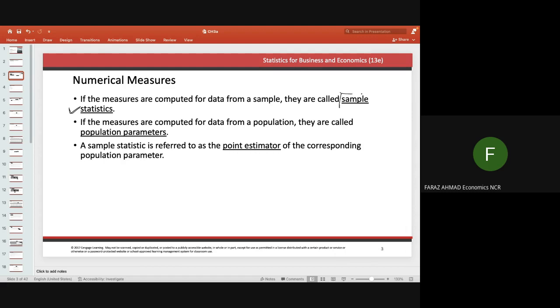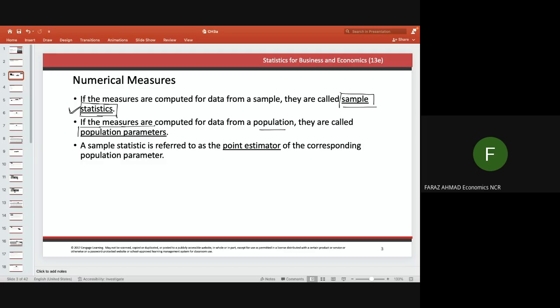So we have a distinction between population and sample in statistics. So we have sample statistics for those measures which are computed from the sample. And if these measures are computed for data from a population, they are called population parameters. A sample statistic is referred to as the point estimator of the corresponding population parameter.